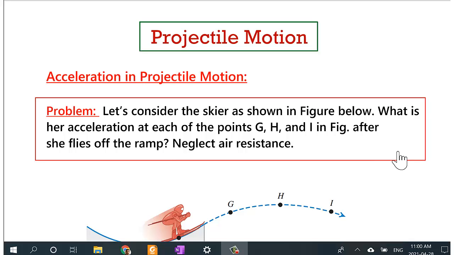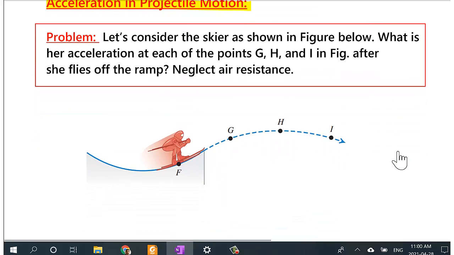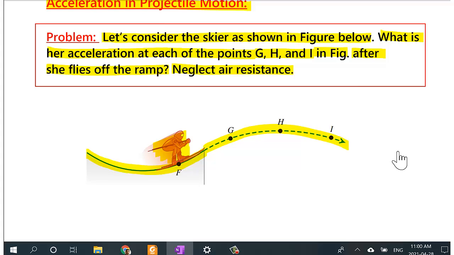So the first problem is related to acceleration in projectile motion. And this problem says, let us consider the sphere as shown in the figure below. What is her acceleration at each of the points G, H, I in the figure after she flies off the ramp? Neglect air resistance. So here we have a sphere and there is a ramp. This ramp is used to increase her velocity and finally she flies off the ramp and follows a path.